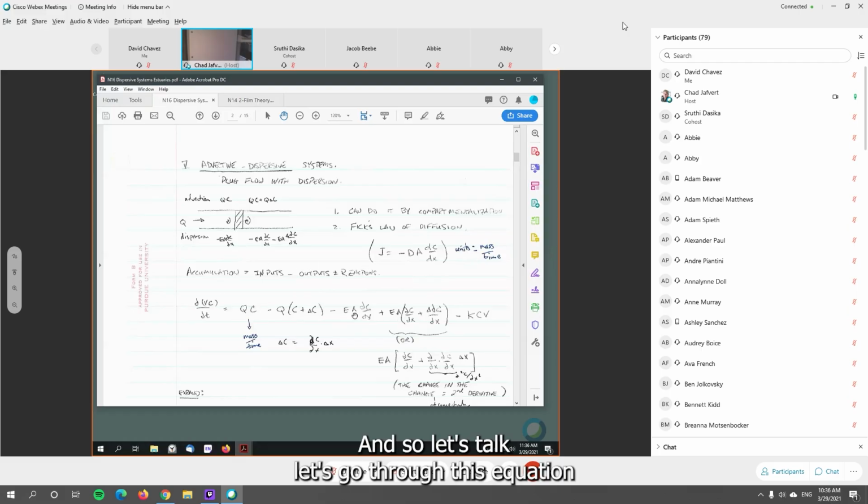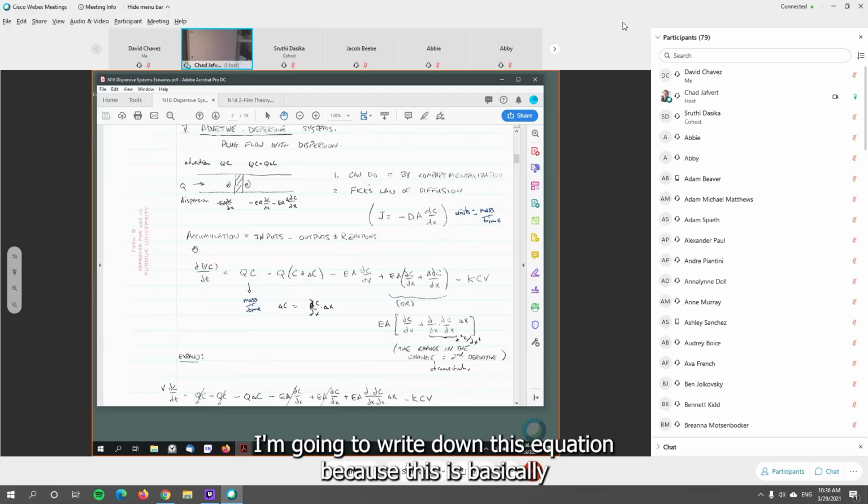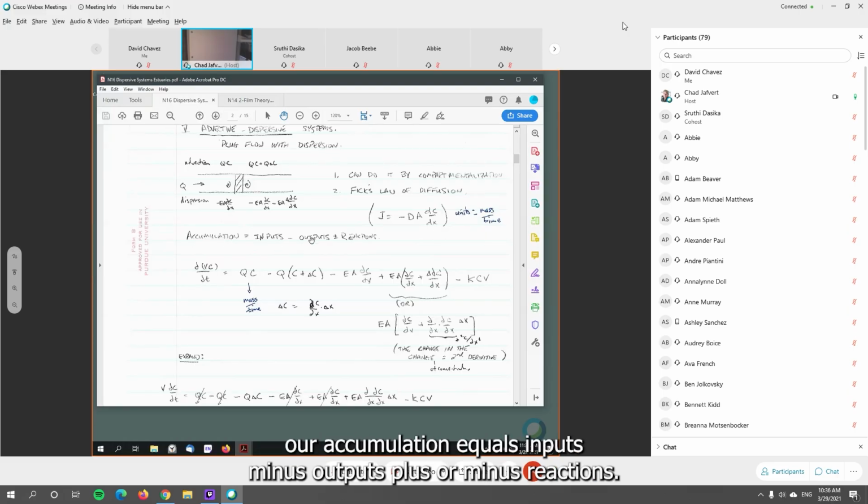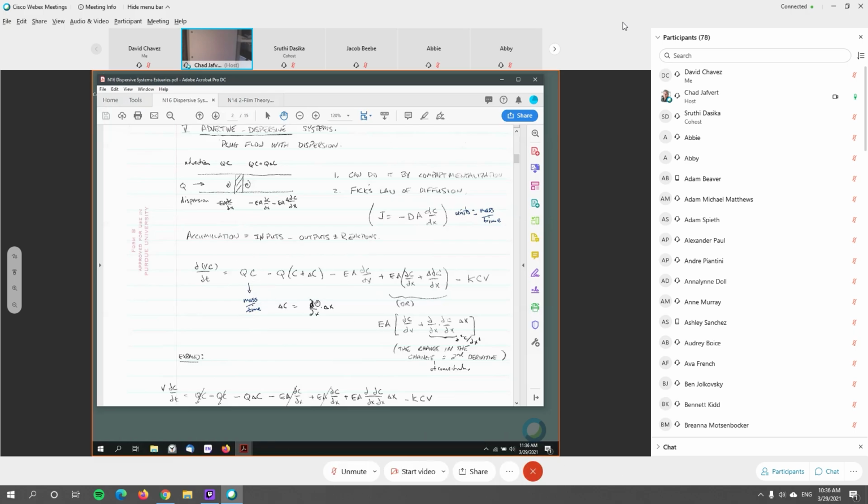and so let's go through this equation. I'm going to write down this equation because this is basically our accumulation equals inputs minus outputs plus or minus reactions. We have an advective inflow, we have a dispersive inflow, we have an advective outflow, we have a dispersive outflow, and then we have reactions. And in this case, I've just written it as a first order reaction term.